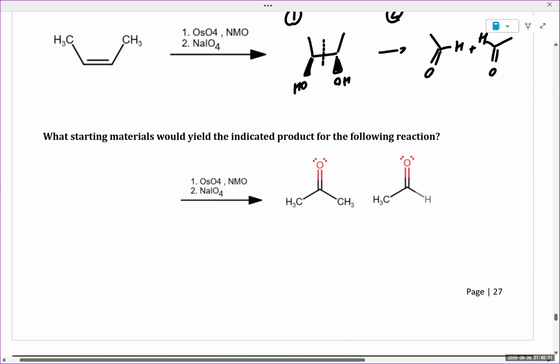Let's now think a little bit about how we can think backwards, knowing how a reaction behaves. And let's think about what starting materials we would need to yield the indicated product for the following reaction. So what alkene starting material can we use to make these two products? Let's pause the video. I'd like you to take a few moments to think and work through this problem, and then we'll discuss.